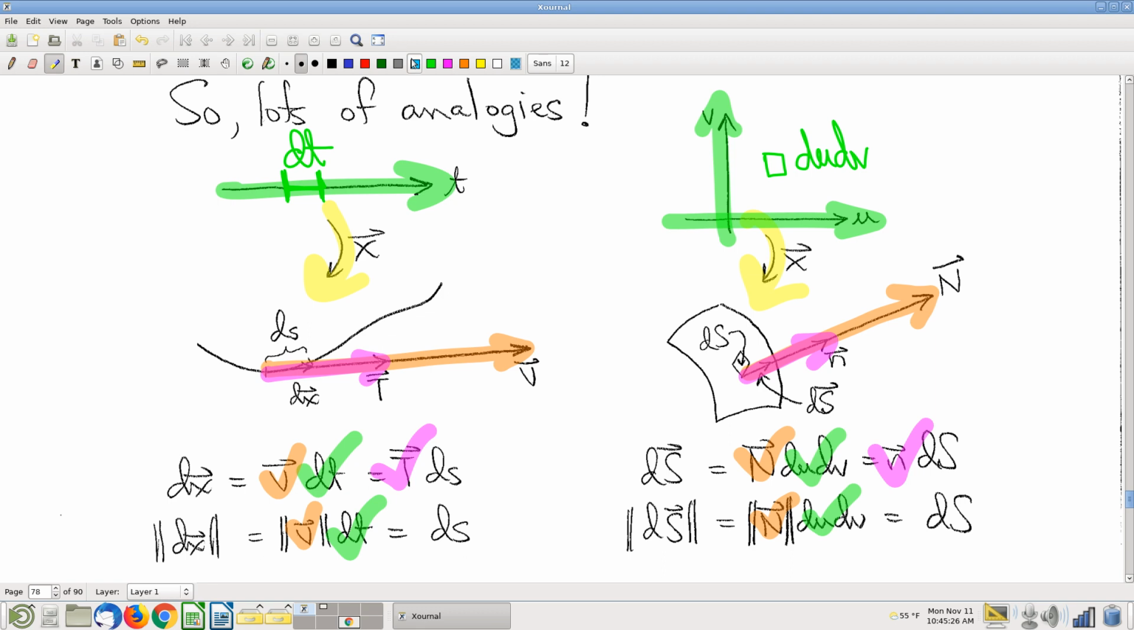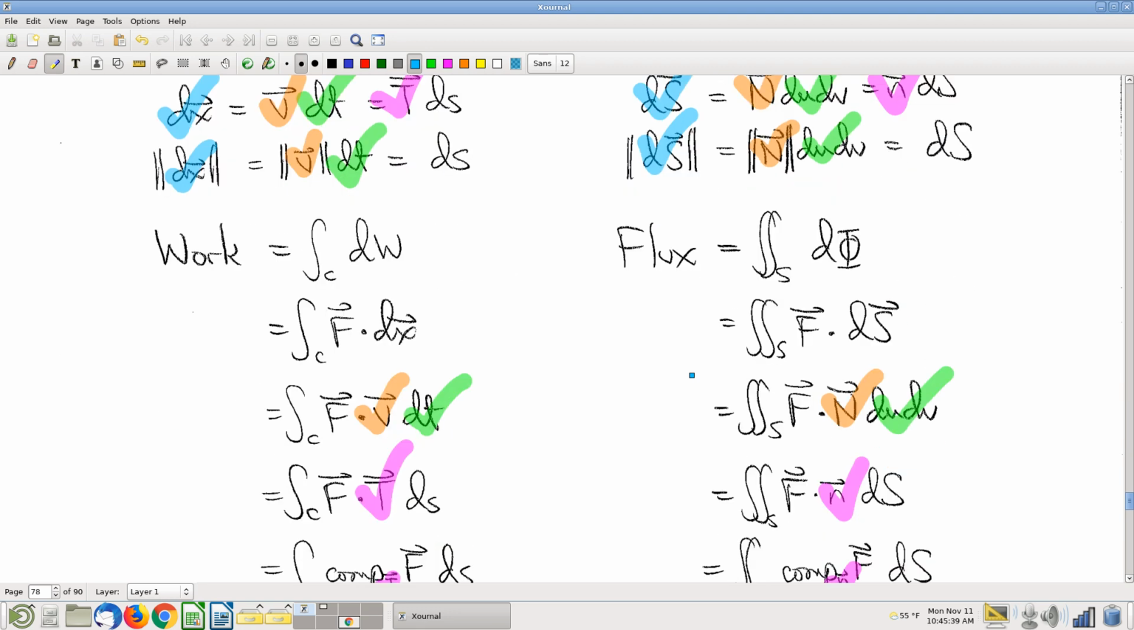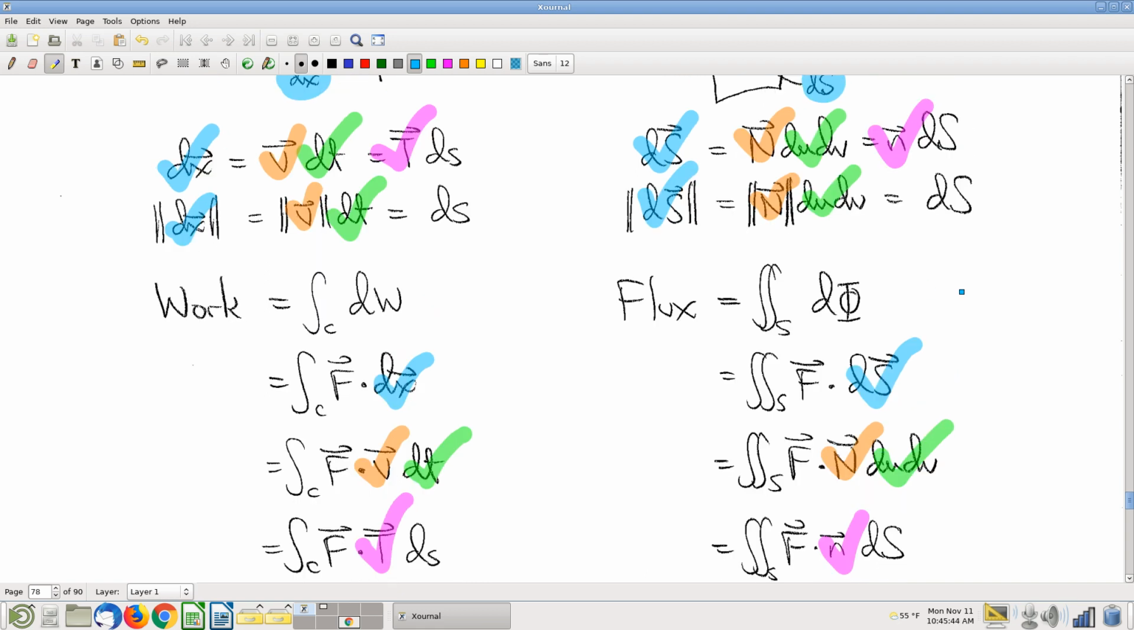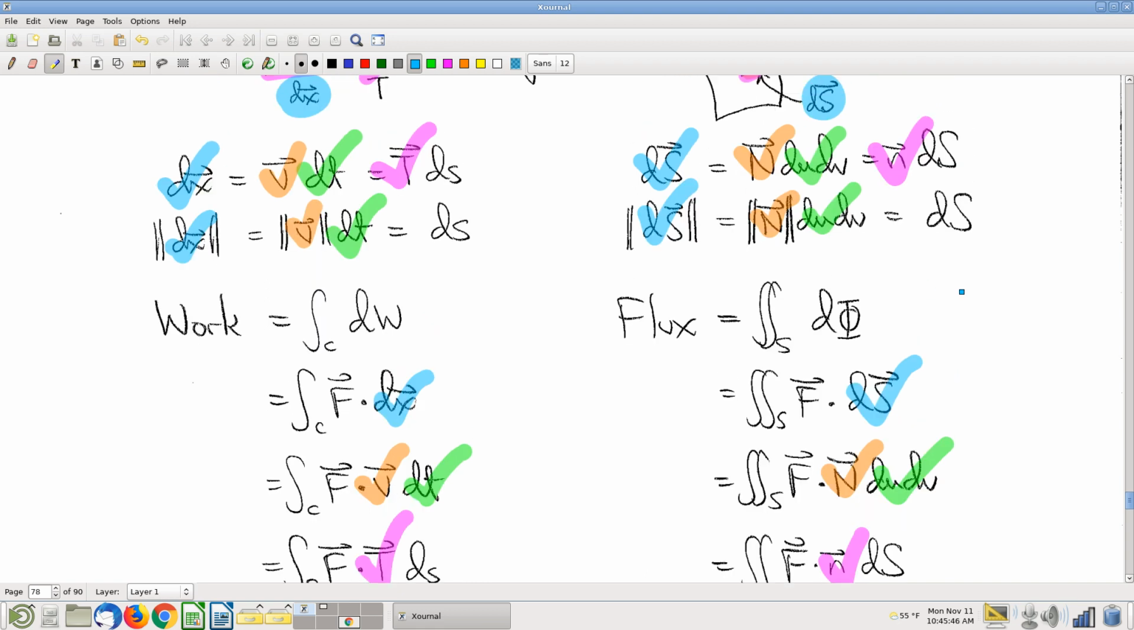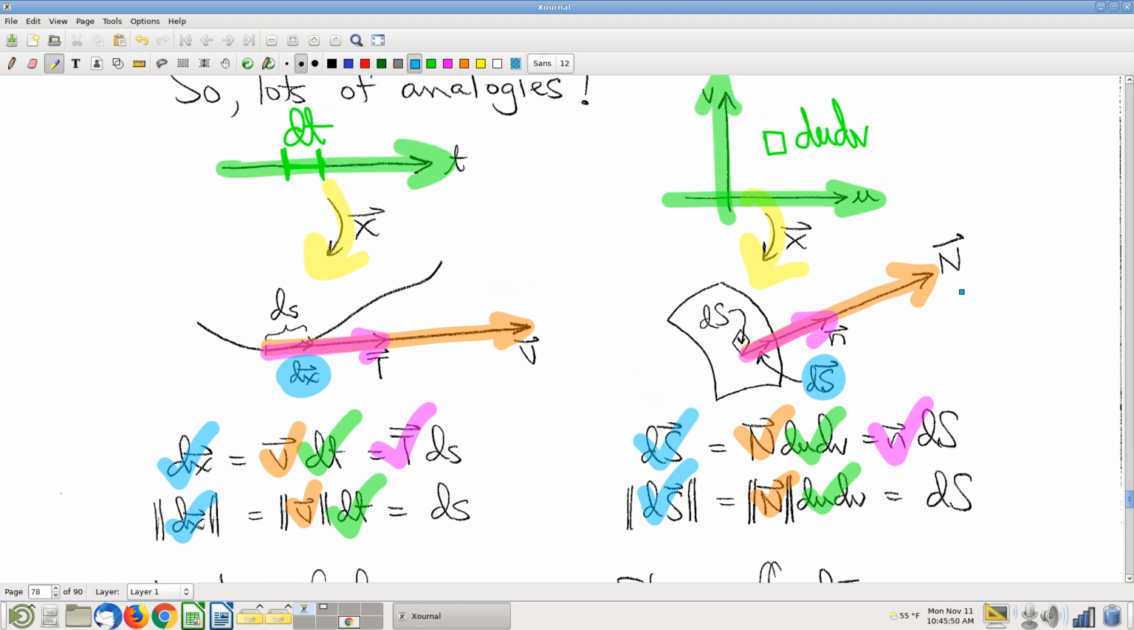I'm a big believer, as y'all know, in the vector differential, the dx vector over there, the ds vector over here. Again, the colors lay out exactly the same way. Maybe I'll stop there, but the analogy is extremely strong, and it's worth paying attention to.